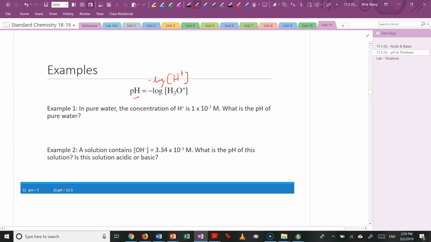Now, just for the sake of comparison, a lot of times you'll see it written as the negative log of H plus, right? But of course, they more or less mean the same thing. H plus is just a shortcut way of writing H3O plus. In pure water, the concentration of H plus is 1.0 times 10 to the minus 7th.